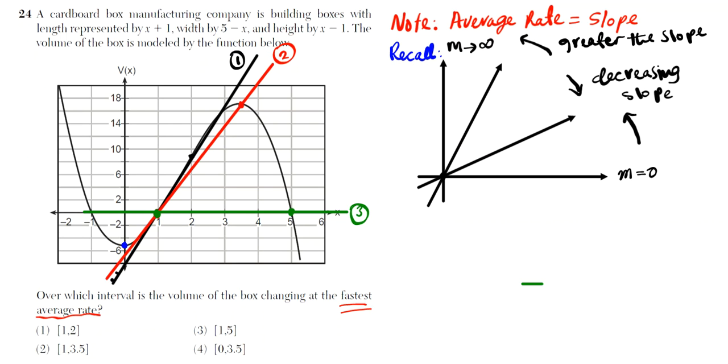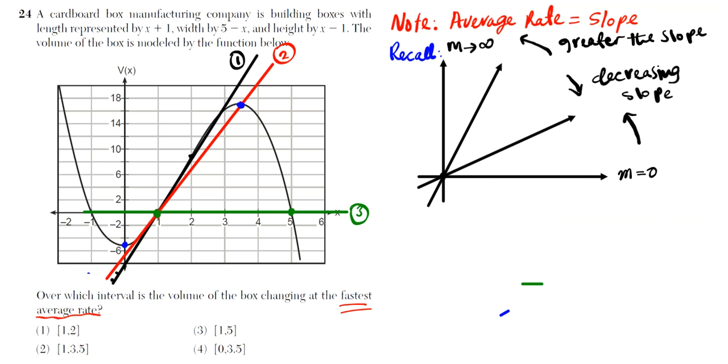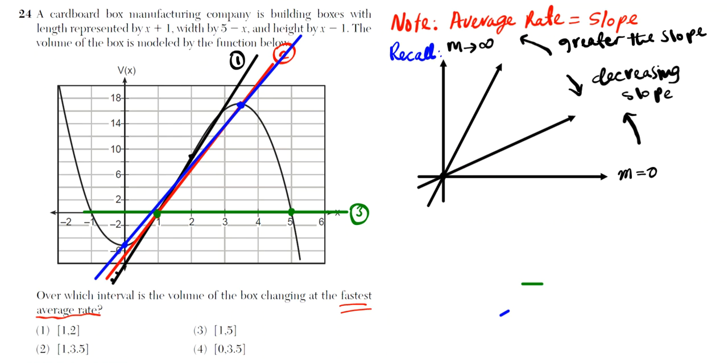to 3.5. So 0 on the graph to 3.5 on the graph. Let's connect the dots, draw our slope line, and compare them with one another. Okay? So draw a slope line for 4. Okay? So let's make it longer. Okay, so that one is the 4th one right there. So the question is, which one is the steepest? That will have the fastest average rate.